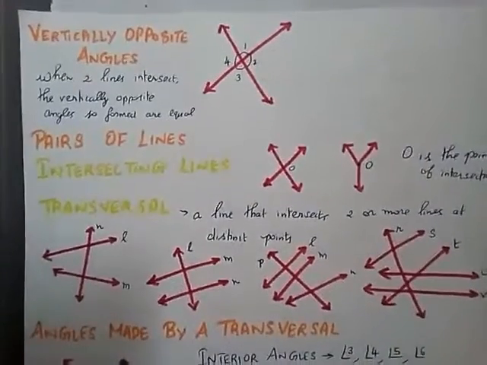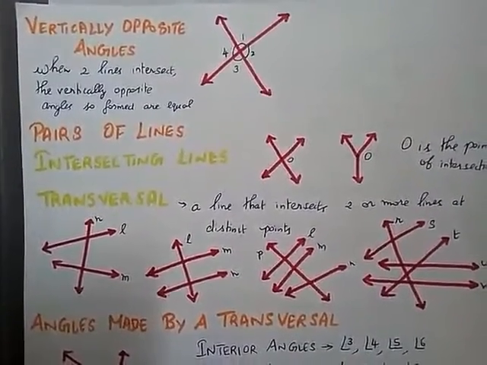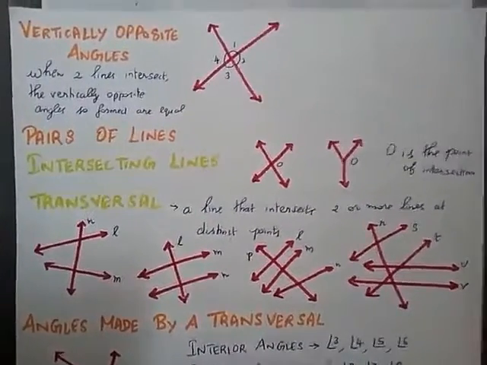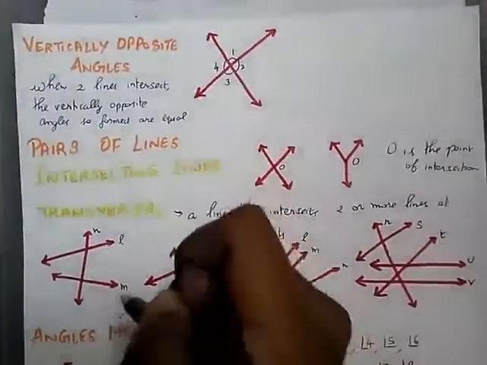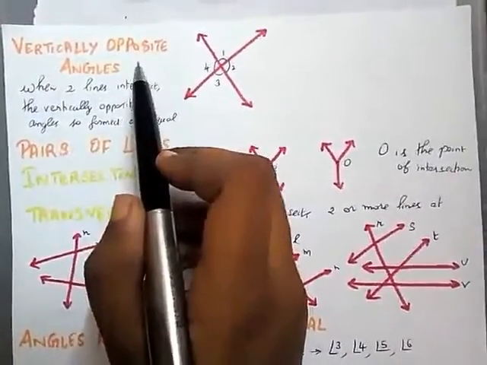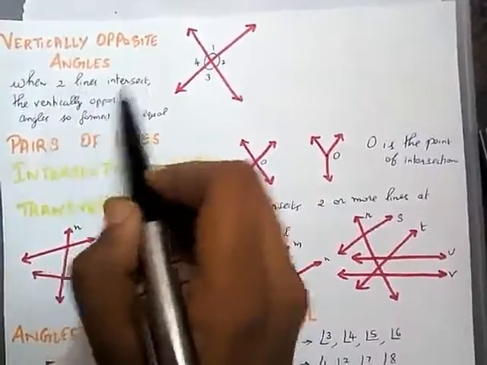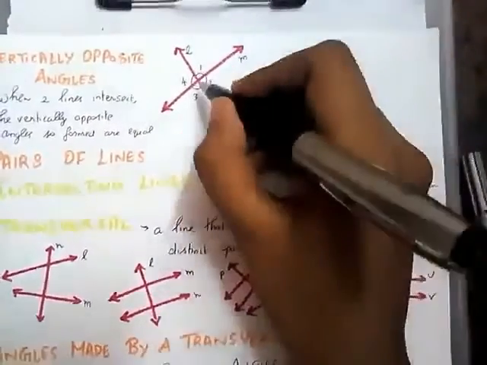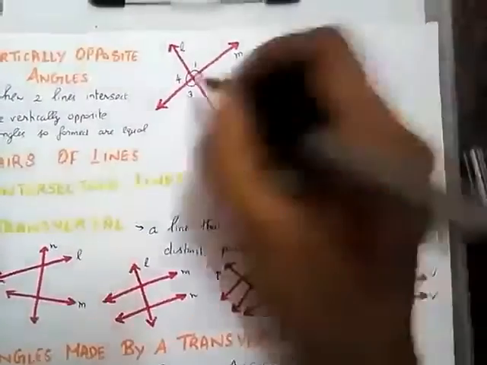Welcome all. This is part 2 of the previous video which dealt in detail with chapter 5, that is lines and angles. Continuing from the first part, in this we are going to see the next term, that is vertically opposite angles. It means that when two lines intersect, there are vertically opposite angles. For example, if these two are the lines L and M, they intersect at point O.